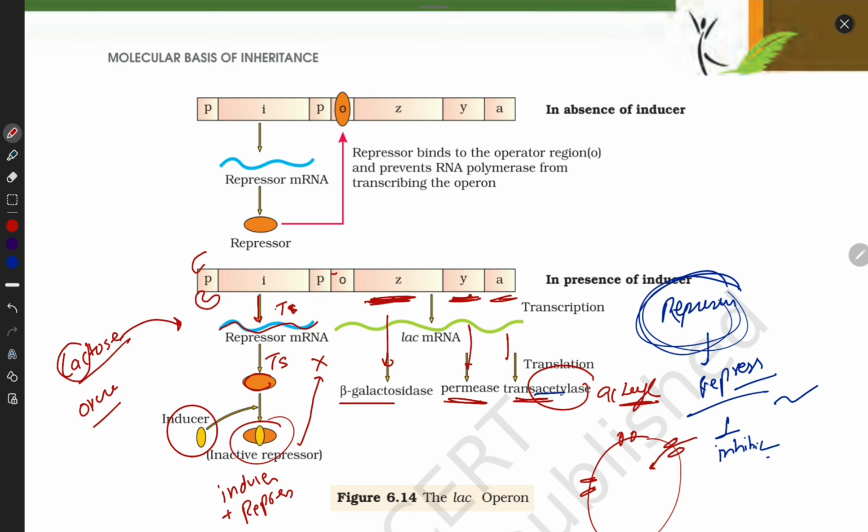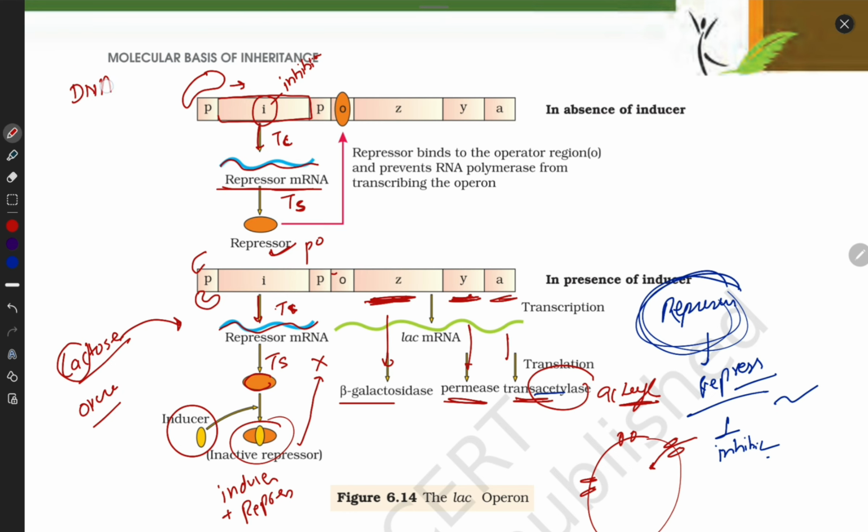Okay, now here RNA polymerase will bind and transcribe what? The inhibitor. This region is the inhibitor gene. And what does it do? With the help of the transcription mechanism, the inhibitor makes repressor mRNA. Then with the help of the translation process, it makes repressor proteins.